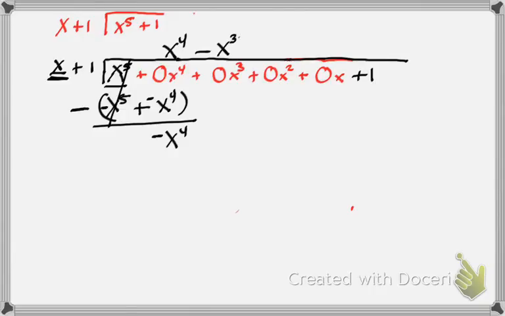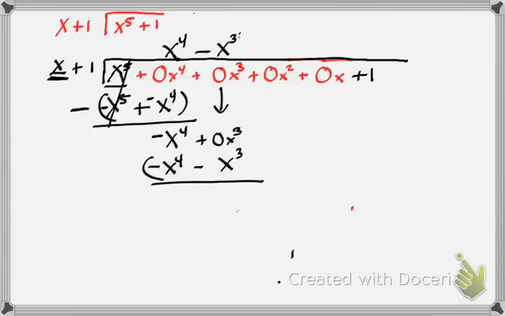So negative x cubed times x, and I'm going to bring down the other one, plus 0 x to the 3rd, right? Negative x to the 3rd times x is negative x to the 4th minus x cubed. Okay, I'm subtracting the whole thing. So now I am left with x cubed. Bring down the next one, which is plus 0 x squared. 0x squared, you're right.